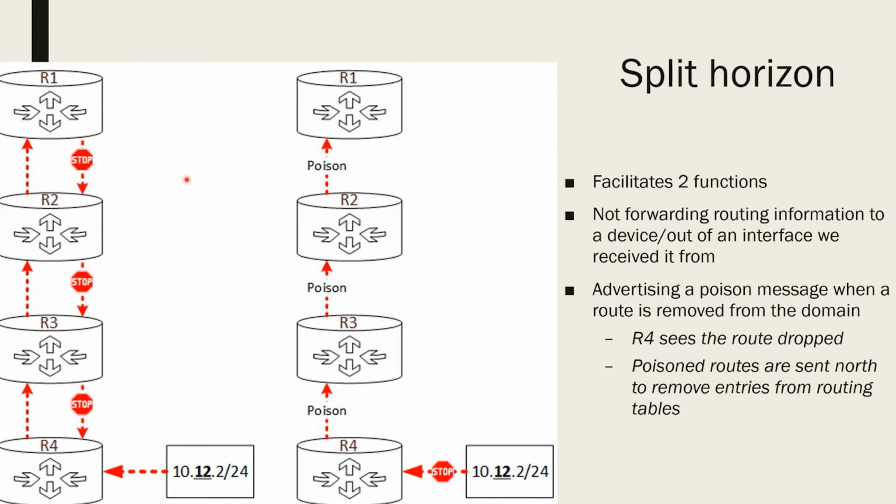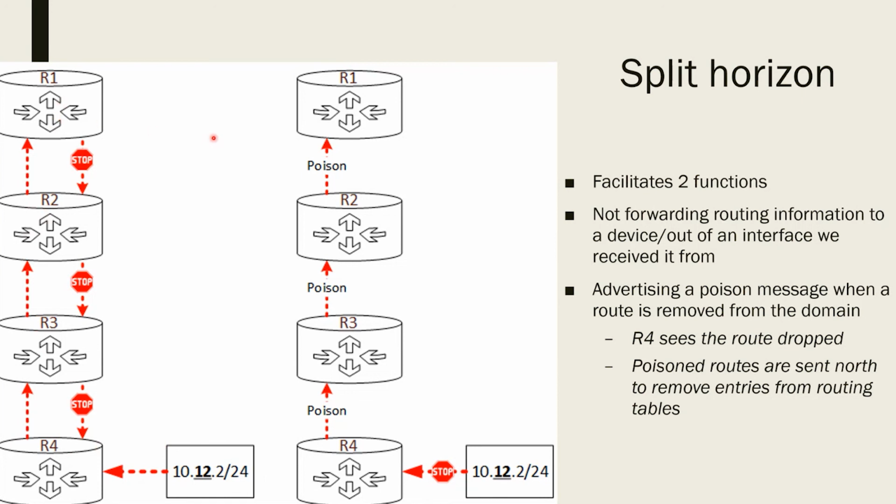Imagine a world without split horizon. What that means is when we're sharing network state across your network, let's say R4 has some network state that it's learned, this prefix here, or this subnet, I should say. R4 is going to advertise that up its network towards R3, towards R2, and towards R1.